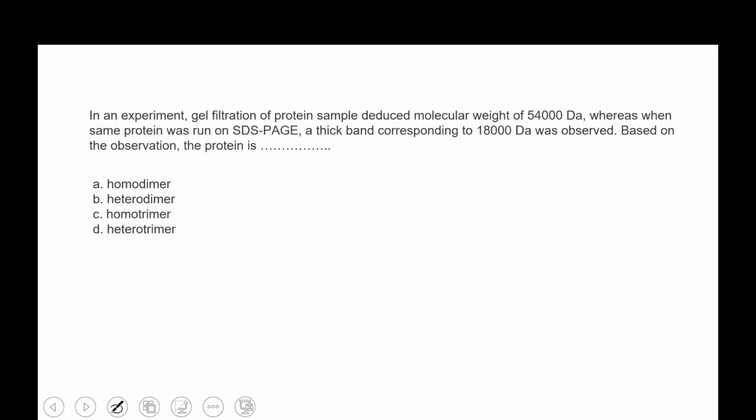Among that comes gel filtration. So you have performed the gel filtration of the protein sample. That is my question: can you answer what is gel filtration? Anybody, please unmute yourself.